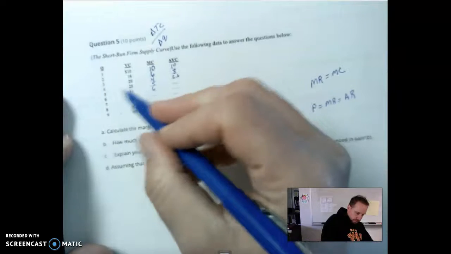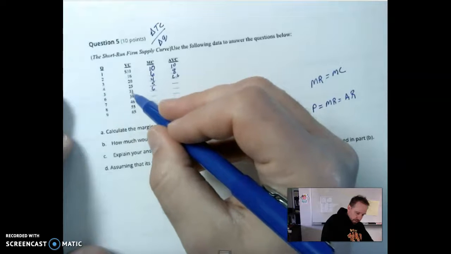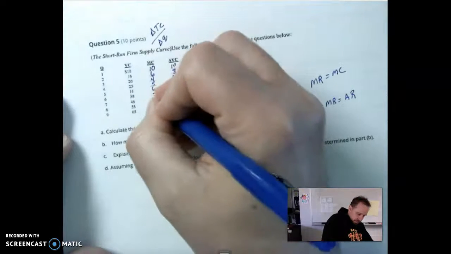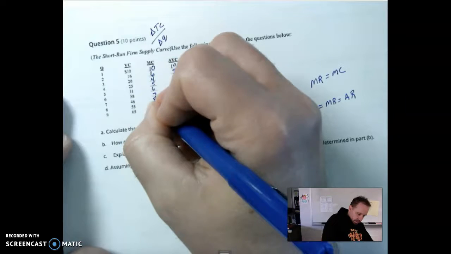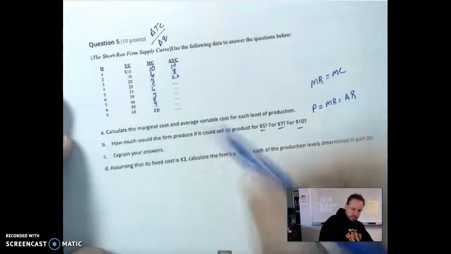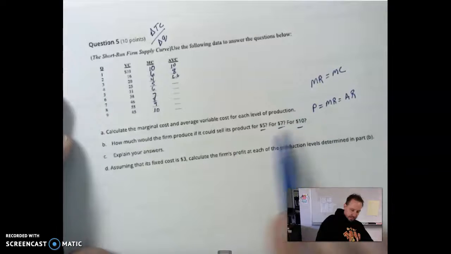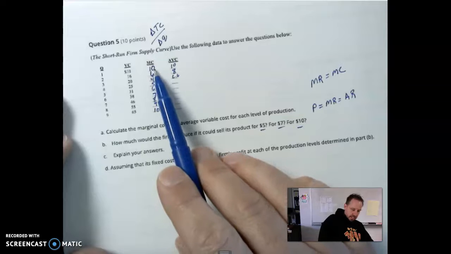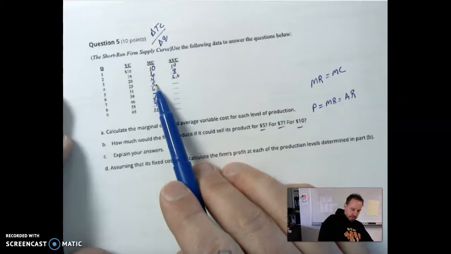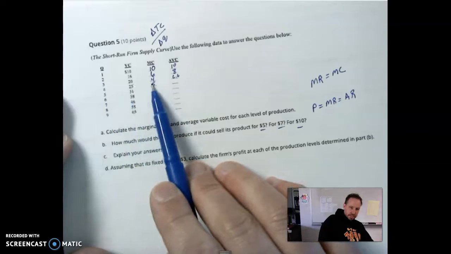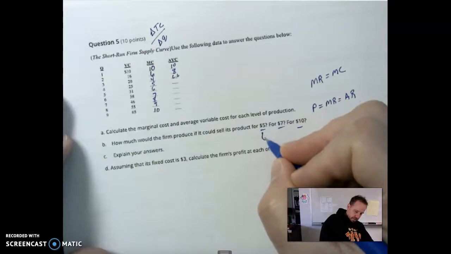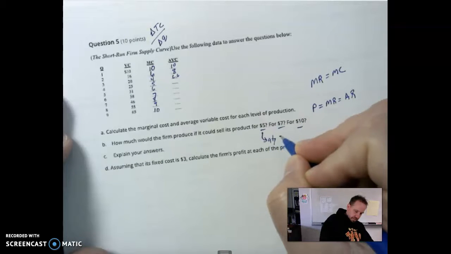And I'm going to go through a few more, just make sure I have all these. That's 7, and that's 8, it's like 9 and 10. So at a price of $5, that's our marginal revenue. We go over to our marginal cost, and we produce where marginal revenue is equal to marginal cost. So at a price of $5, you can come over here and see that the quantity of output is going to be 4.